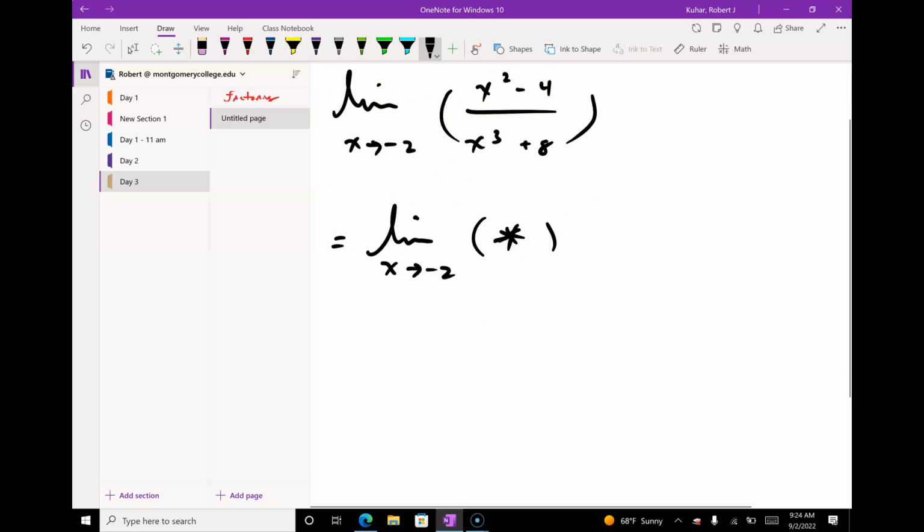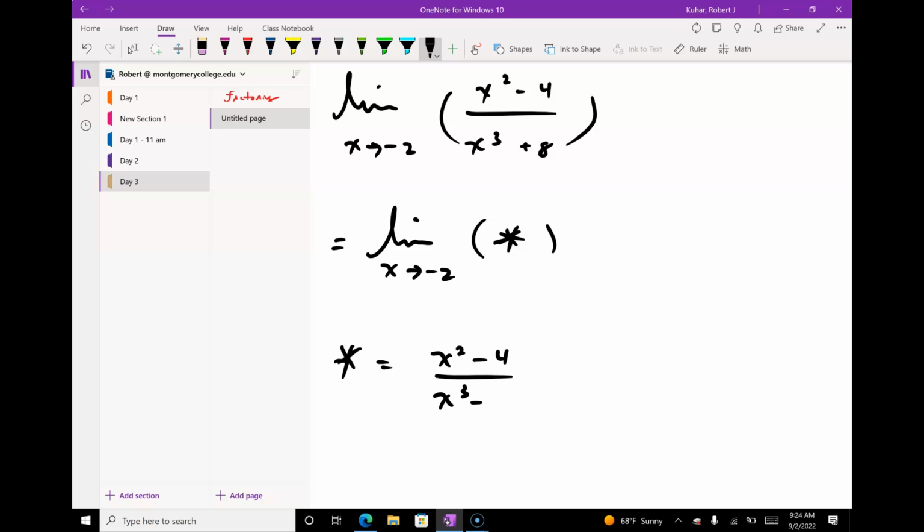But I like to call this function star or asterisk or whatever to see if I can manipulate it, because I've already plugged in my -2 and I got 0 over 0, right? That's a plus 8, right? Yes, I got 0 over 0 when I plug in the -2. So I know I have to try and factor this. The top one, I remember that one, really easy, right? But the bottom one is not so easy to factor. That's the difference of cubes.